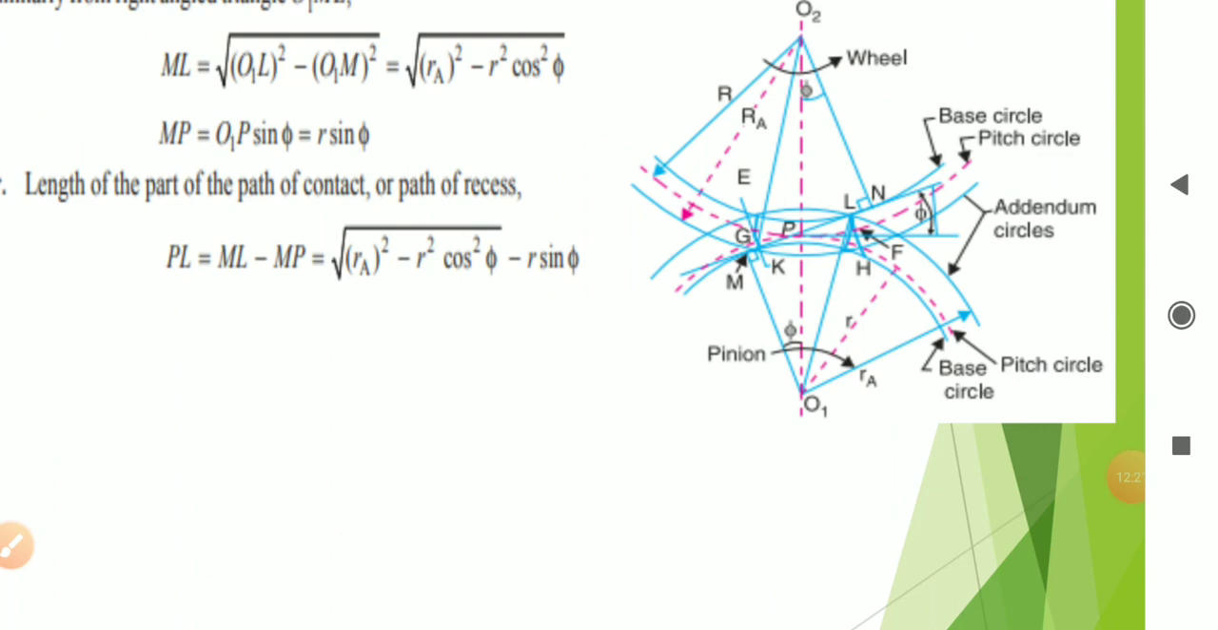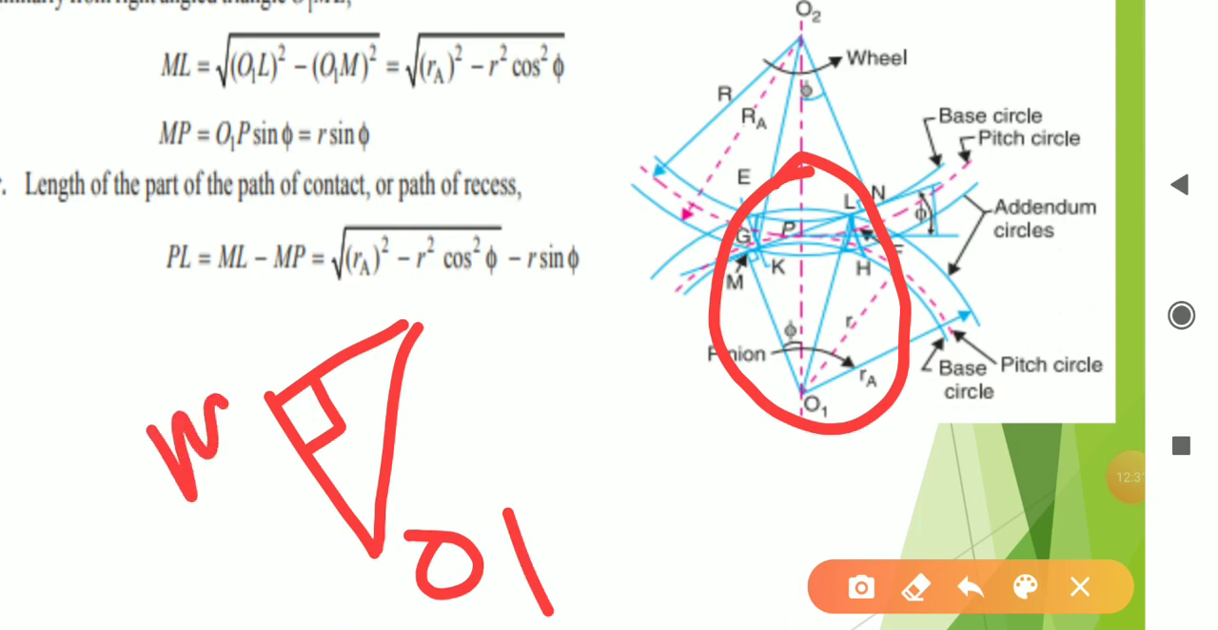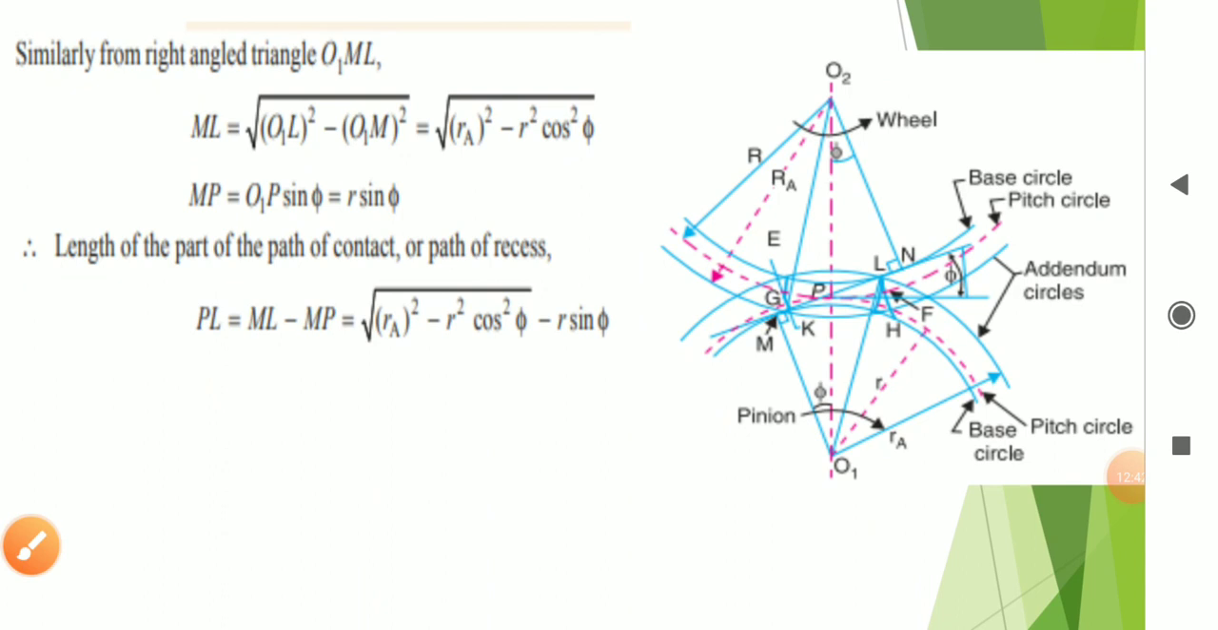From this triangle O1ML, suppose the triangle is like this: this is O1, this is M, and this is L. We have to find out ML. So ML is nothing but what? We again apply the Pythagoras theorem. We must know the Pythagoras theorem. We have to find out this ML. ML is equal to under root O1L square minus O1M square.